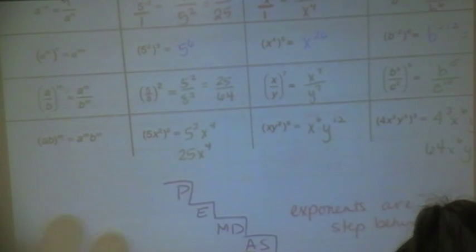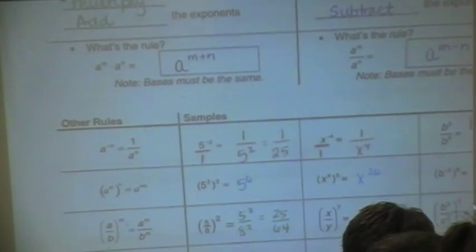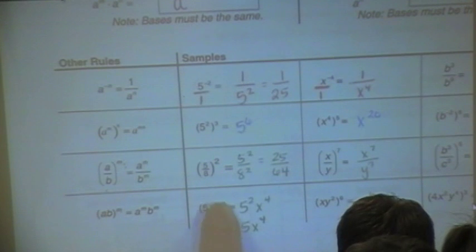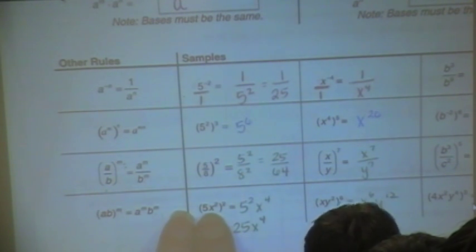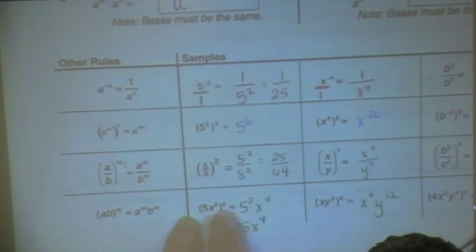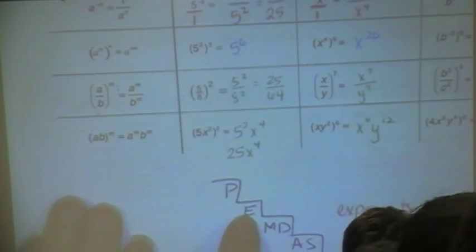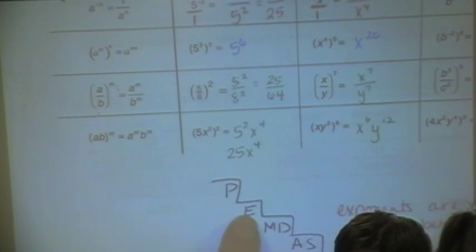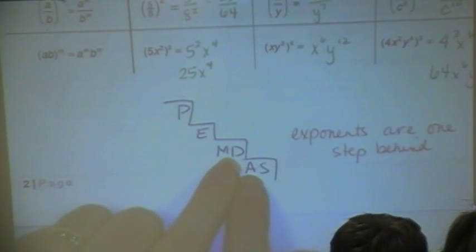If my original problem is, for example, this type of problem, now some people might look at that and say that is multiplication, but it's not. That's an exponent problem. So my original operation is exponents. My exponents are actually one step below that, which would be multiplying. Okay? If it's an addition problem, what are your exponents doing?